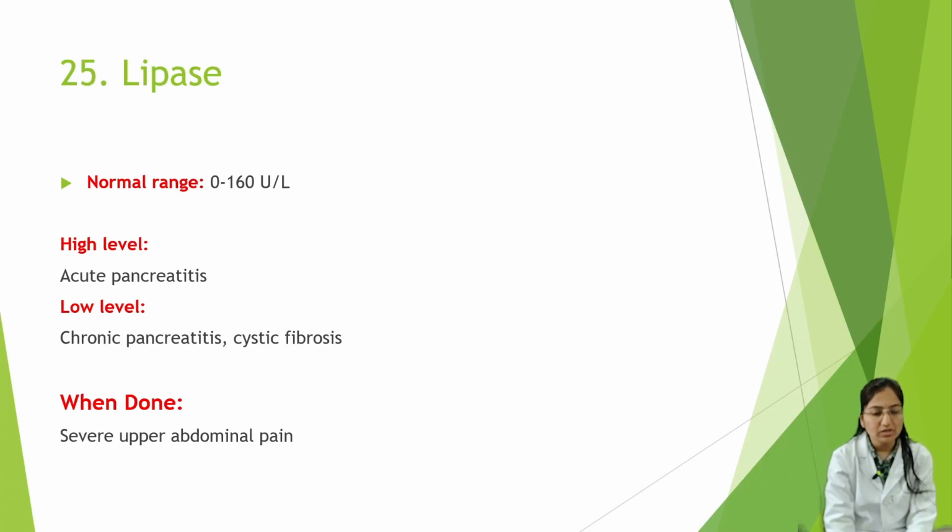Okay, next test is lipase. Here the normal range is 0 to 160 units per liter. If this level is increased, we can say acute pancreatitis. A low level suggests chronic pancreatitis or cystic fibrosis. This test is done in severe upper abdominal pain.